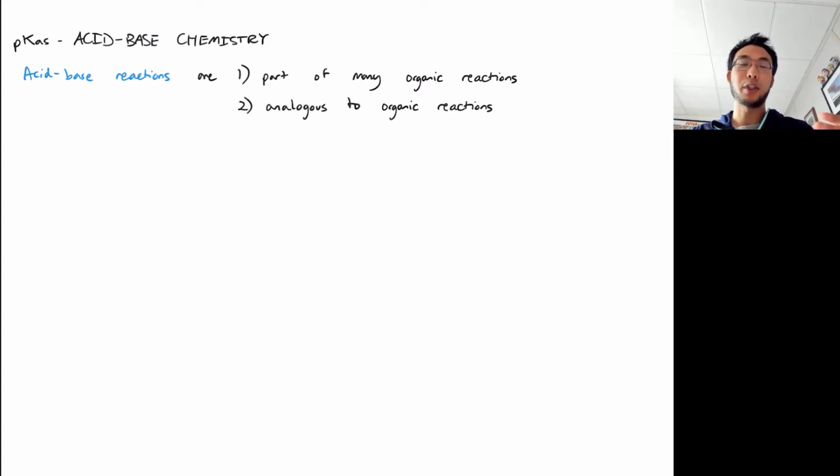So, if we're turning reactant A plus B into product C, along the way, we're going to often do an acid-base reaction. A second reason that acid-base chemistry is important is that there are many features in organic reactions that are analogous to those in acid-base reactions. So understanding acid-base reactions first can go a long ways toward helping understand organic reactions.